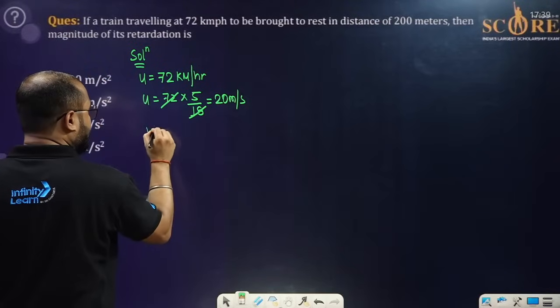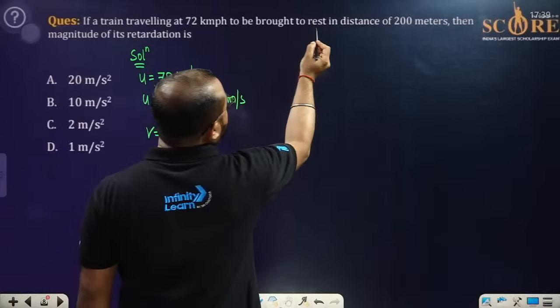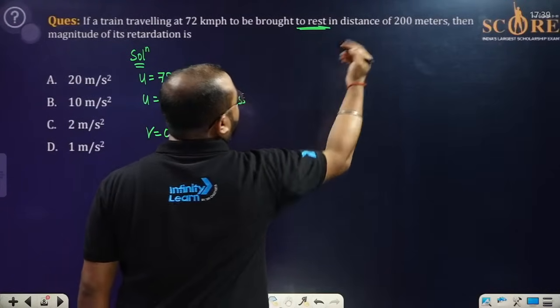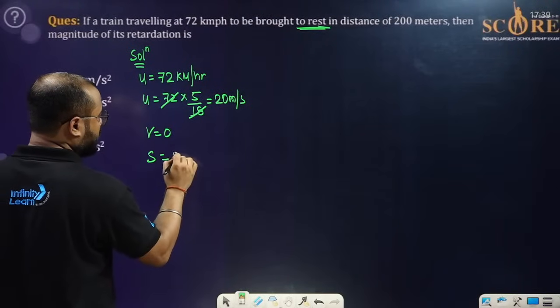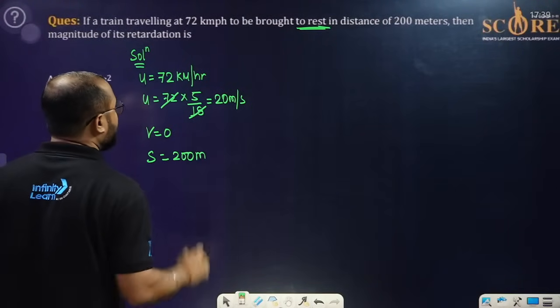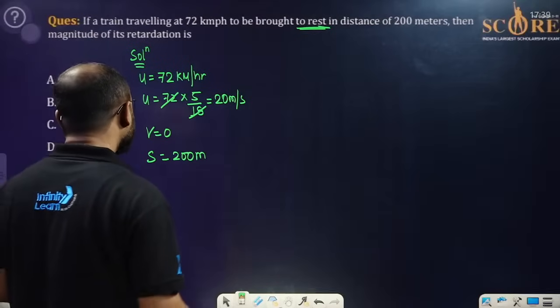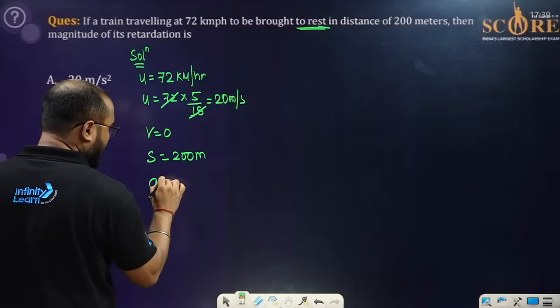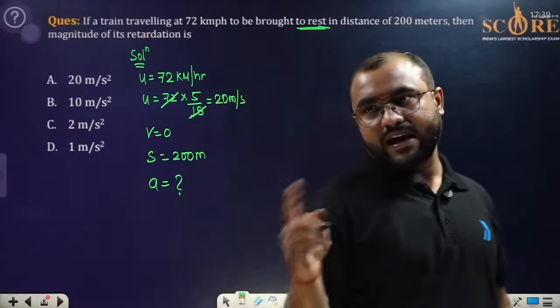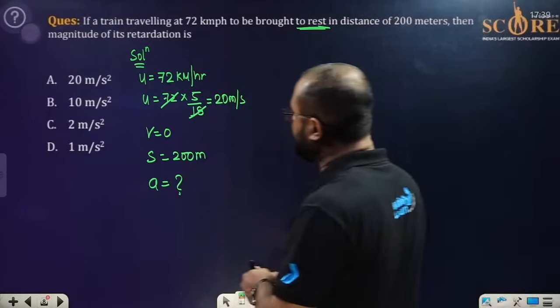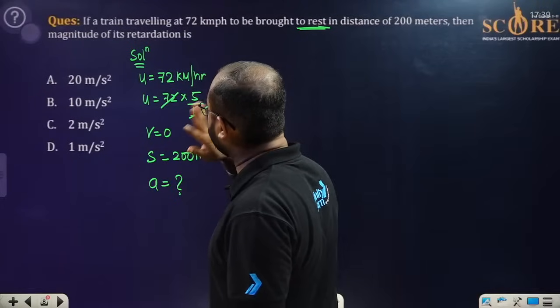Final velocity is going to be 0 because, as you can see, it has been brought to rest. When we talk about the distance, s is equal to 200 meters. What we have to find? We have to find out the retardation. Obviously, the answer is going to come in negative, people. So if we try to solve this, we have u, we have s, we have to find a.